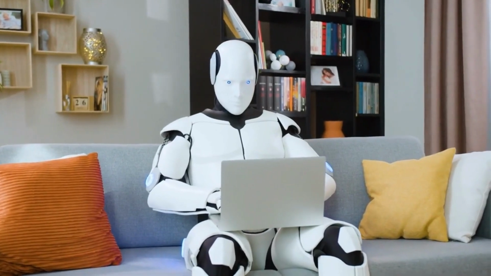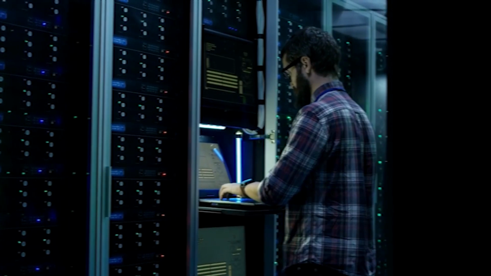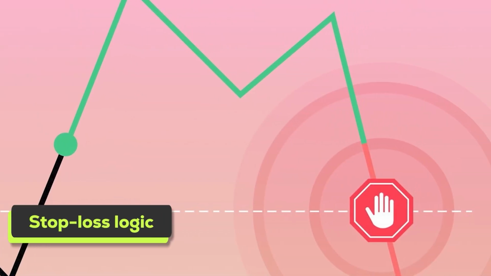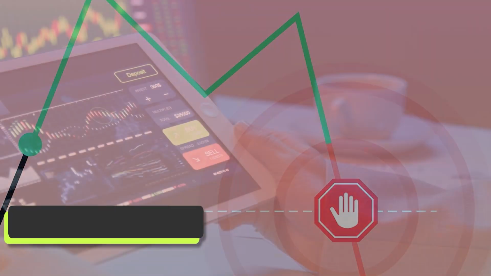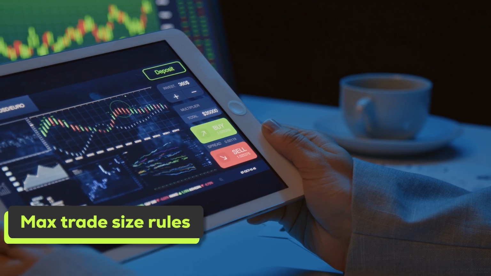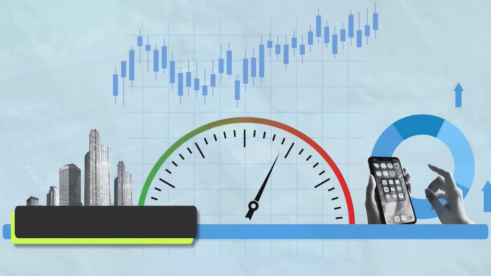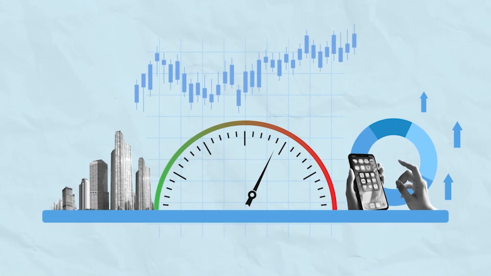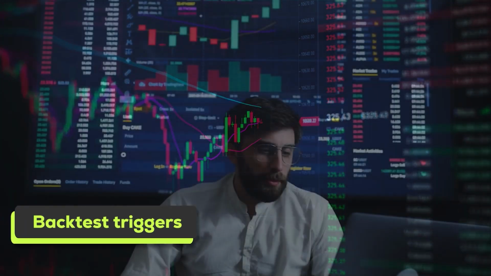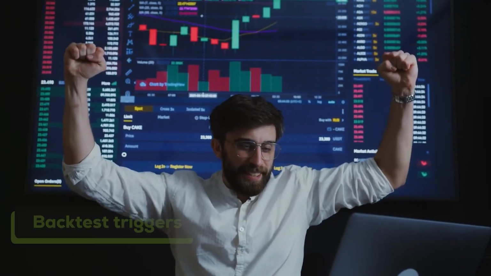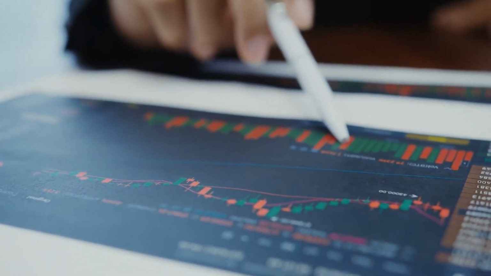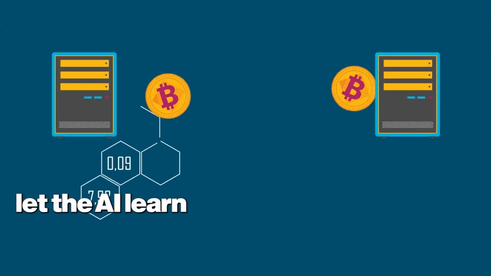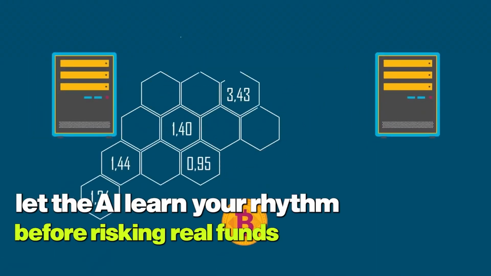A good bot isn't reckless. Here's what to build in. Stop-loss logic: set it in your trading platform. Max trade size rules: limit risk per signal. Sentiment filters: trade only when AI shows conviction. Backtest triggers: simulate before going live, and always use paper trading first. Let the AI learn your rhythm before risking real funds.